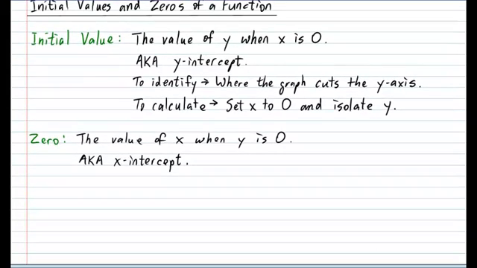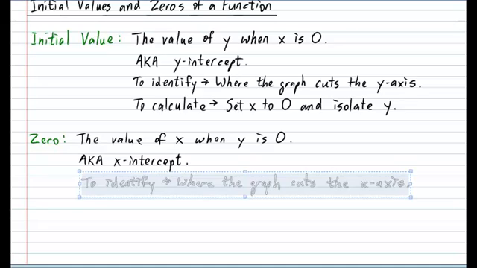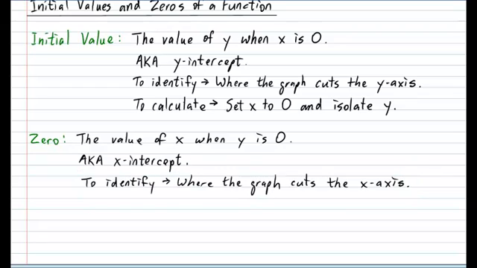If you are given a graph and asked to identify the 0, or zeros, there could be more than one, then it's actually very easy. Visually, all you're looking for is the following. To identify, you're looking for where the graph cuts the x-axis, and it can cut the x-axis in more than one location.